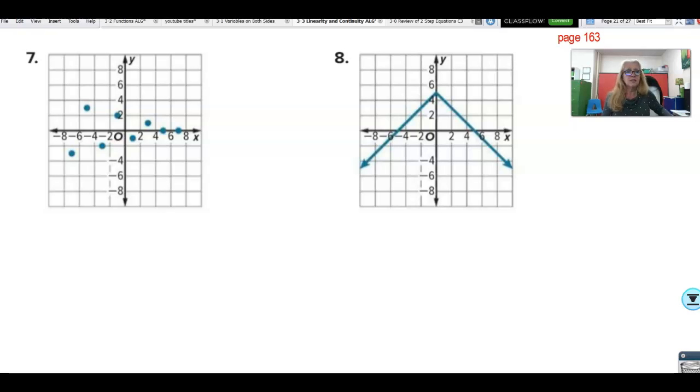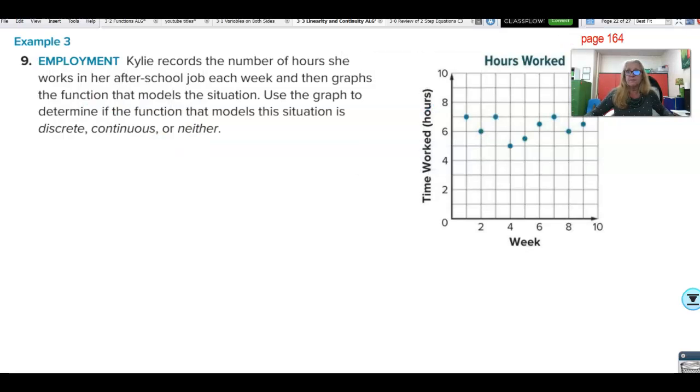Number eight is continuous. This is one I alluded to in an earlier video. Even though it does have a weird little bend in it, they consider this a curve, and they say that this is continuous because everything's connected. Now, this would not be linear, but we're not worried about that on these problems. These problems, they're just asking you for discrete, continuous, or neither.